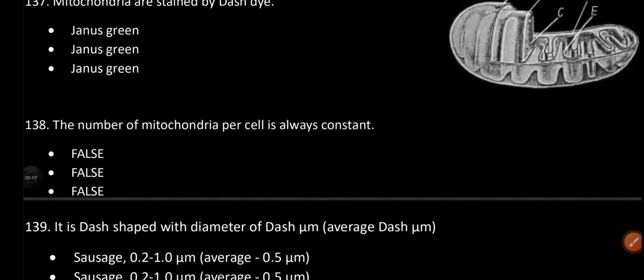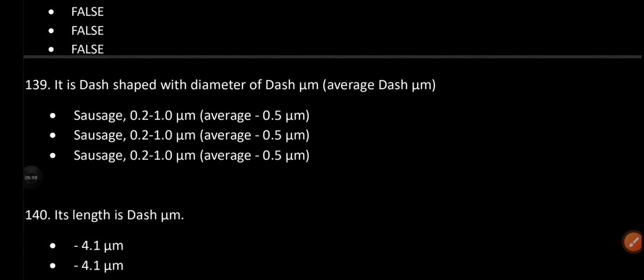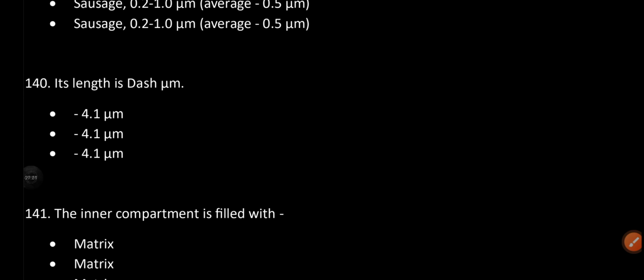The number of mitochondria per cell is always constant. False. It is sausage shaped with diameter 0.2 to 1 micrometer, average 0.5 micrometer. Its length is 1.0 to 4.1 micrometer.